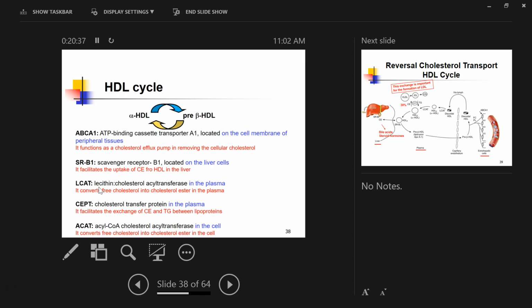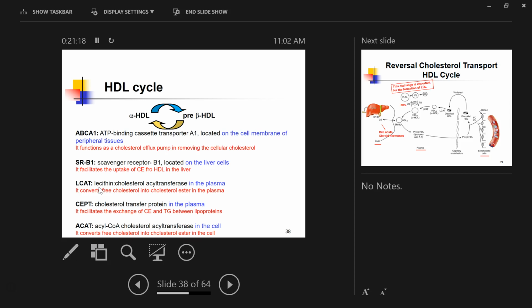And we also have a similar enzyme that catalyzes the same reaction, the esterification of cholesterol to cholesterol ester, but the location is different from LCAT, which is ACAT. So ACAT has the same function as the LCAT, right, but it is localized inside of cells. So again, this enzyme also catalyzes the esterification of free cholesterol to cholesterol ester, but again, in a different location.